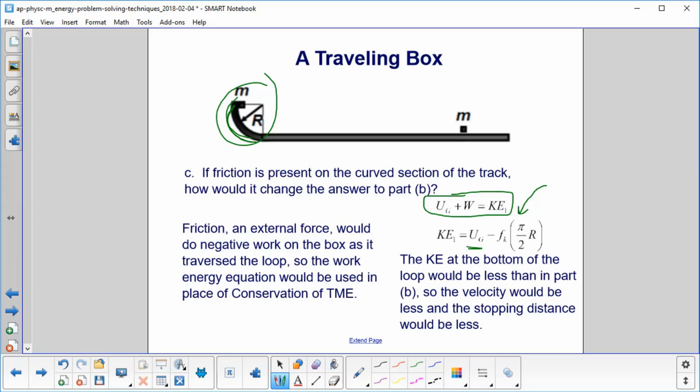Therefore, your kinetic energy at the bottom of the loop would be less than in part B, so the velocity would be less, and therefore the stopping distance would also be less.